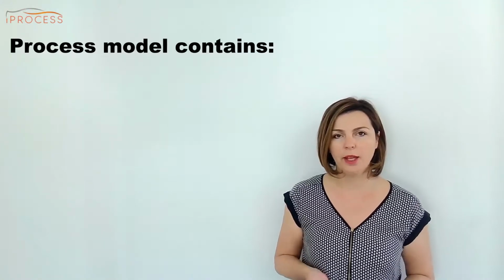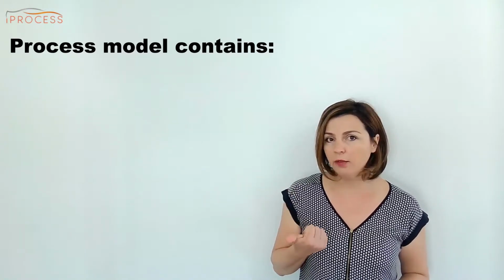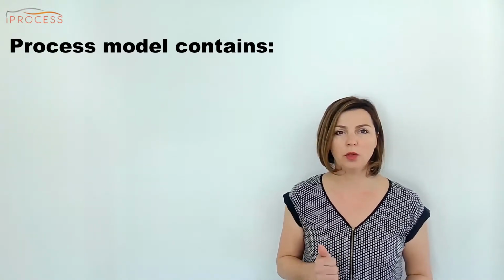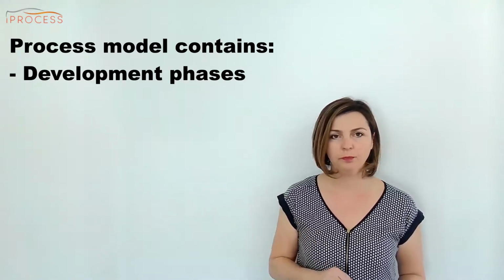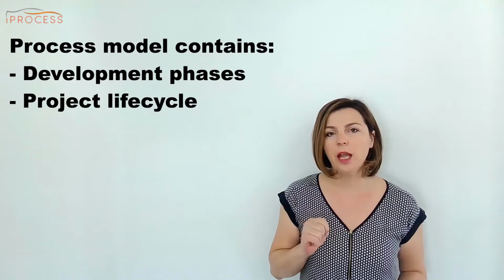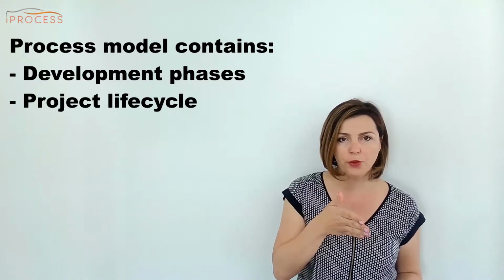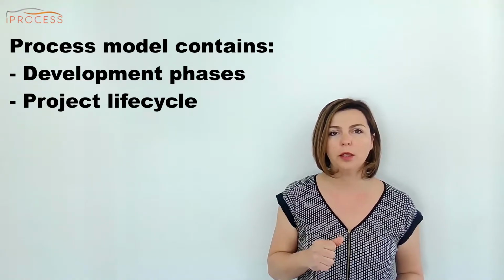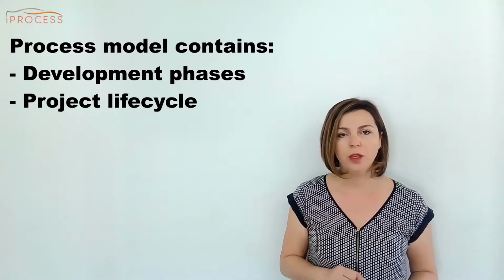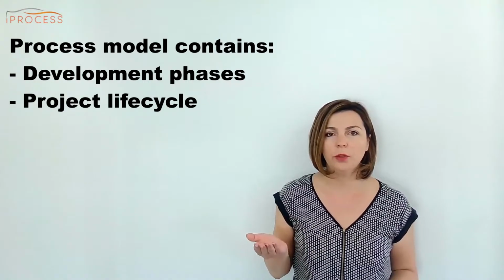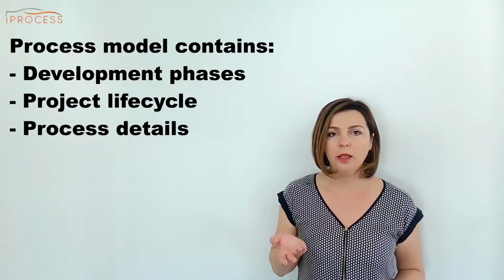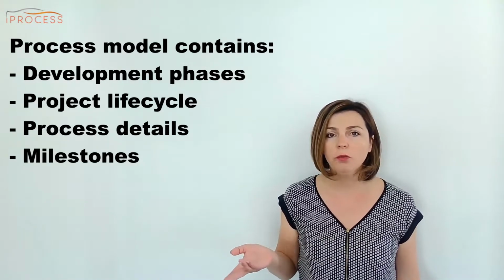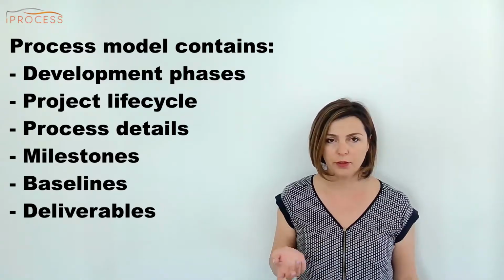First, let's define what a process model or life cycle is. It is a high-level representation of the development process that contains the phases through which the development moves. It covers the life of a project from conception until that version of the product is completed or released, and provides a framework for defining the detailed activities of individual processes, the interrelationship between milestones, baselines, and deliverables.